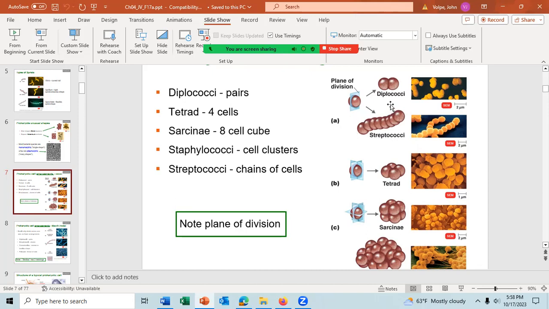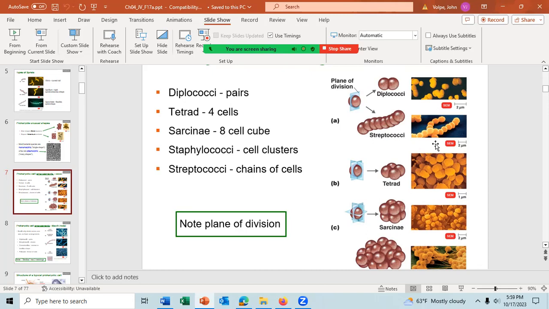You can also have diplococci. That's where two cocci are stuck together. And right there is a diplococci. Right there is another diplococci. You can have streptococci, where the cocci stick together in a row, a line, or a string. And there's a streptococci here. There's another streptococci underneath it.